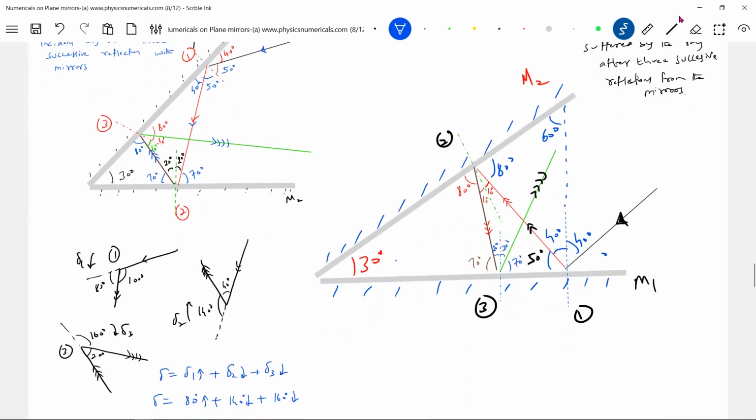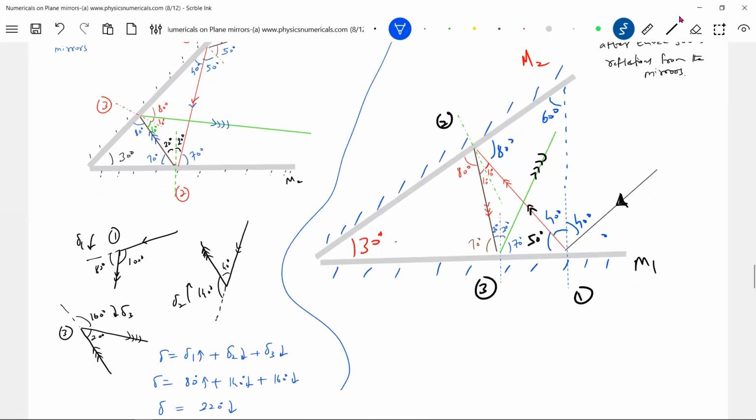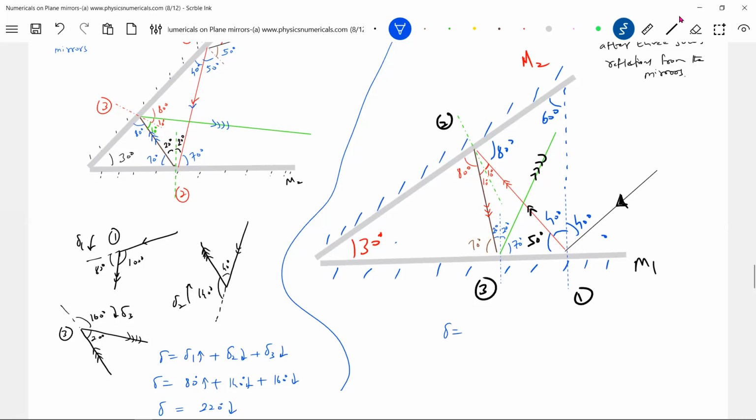So now, similar to the previous problem, the deviation suffered by ray 1 is clockwise, the deviation suffered at 2 is clockwise, and the deviation suffered at 3 is anti-clockwise. So there's an incident ray. After reflection, it will move. The ray wanted to proceed further, but after reflection, it will move like this. So this is the deviation, no? 180 minus 80 degrees. So 100 degrees is the deviation.